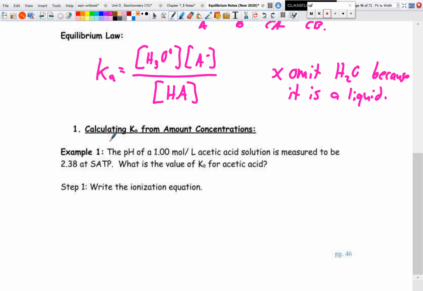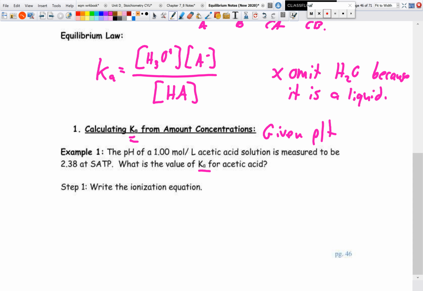Now, in order to calculate Ka, we're either going to use Ka from our data booklet or we're going to calculate it. It just depends on what the question's asking. So we're going to start with evaluating Ka given a pH. For example, our first question: the pH of a 1 mole per liter solution of acetic acid is measured to be 2.38 at SATP conditions. What is the ionization constant for acetic acid under these particular conditions?